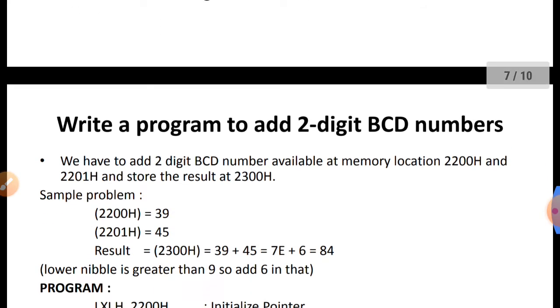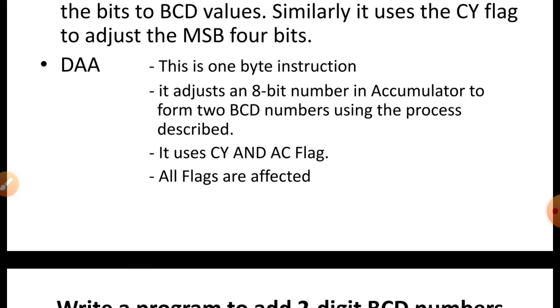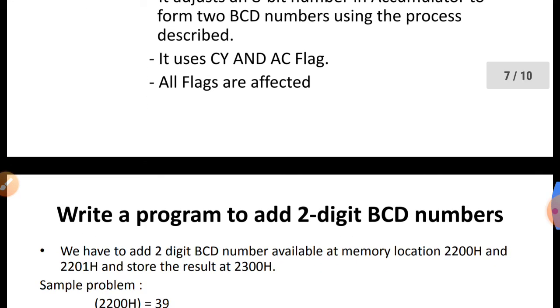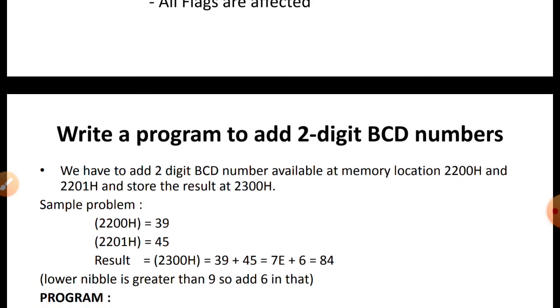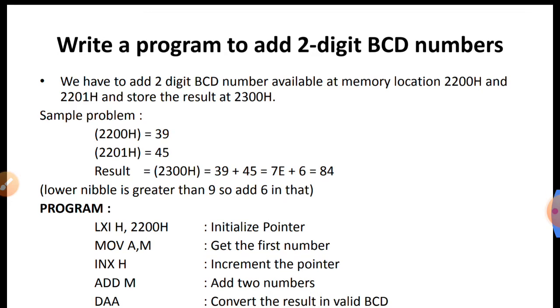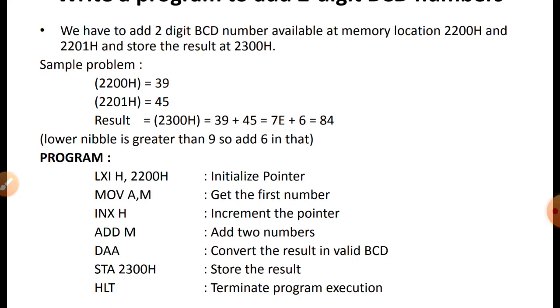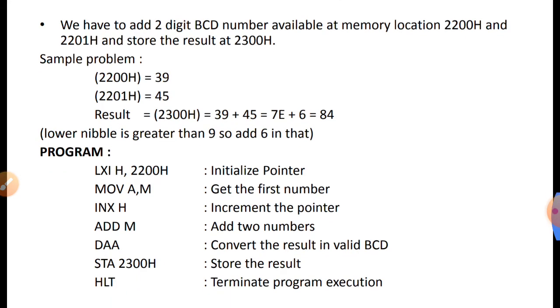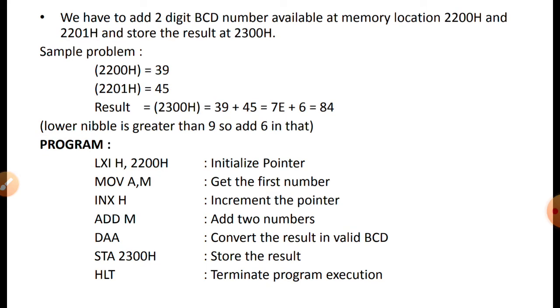So now let us check the implementation, how the DAA instruction will be used if the result which is coming is not in a BCD form, how we can use the DAA instruction to make the result in a correct BCD form. So we have a problem statement: write a program to add 2 BCD numbers. These 2 BCD numbers are available in memory locations 2200 and 2201, and we have to store the result after the addition, in the correct BCD form, at 2300.